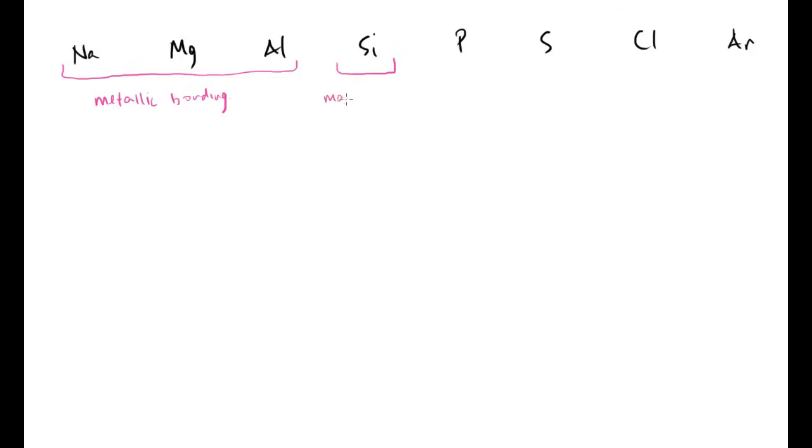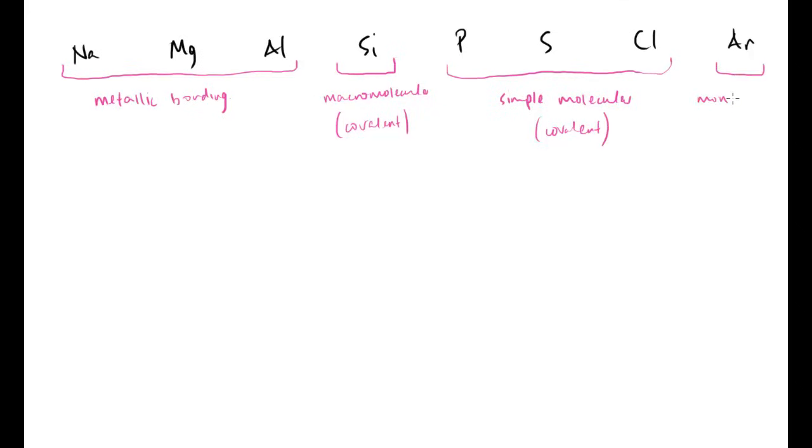Here we have macromolecular, so that is covalent bonding going on. The same is true here in that we have covalent, but this time it is simple molecular, so again covalent, and this one at the end is what we would call monatomic. So, starting with these 3, metallic bonding.